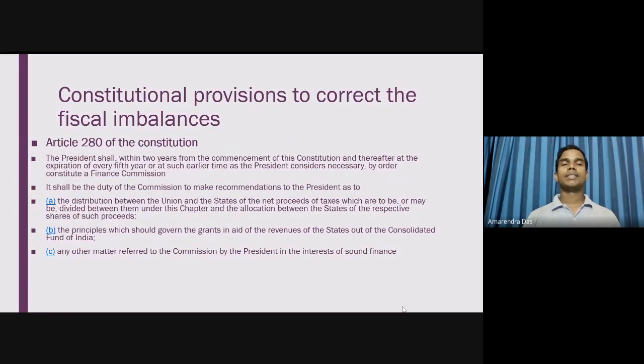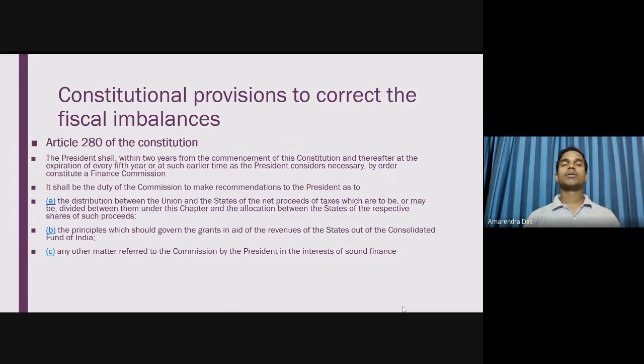Article 280 says that the President of India shall appoint a finance commission which will recommend to the President of India how to distribute between the Union and the states the net proceeds of the taxes which are to be divided under some rules of the Constitution. And then it will also recommend how to provide grants in aid of the revenue of the states out of the consolidated fund, and any other matter.